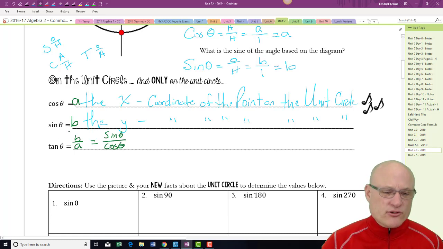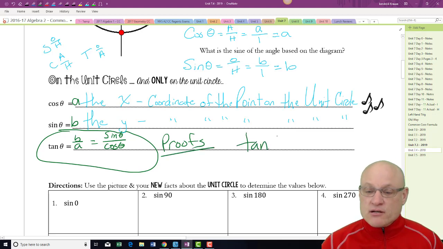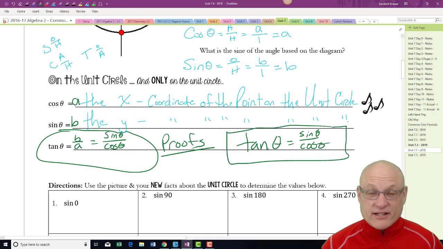And you just learned your first identity that's going to be used in, oh yes, coming up in the near future, proofs: that tangent of theta, and this is going to become a huge one, is equal to sine of theta over cosine theta. Commit this one to memory, children. It's coming.